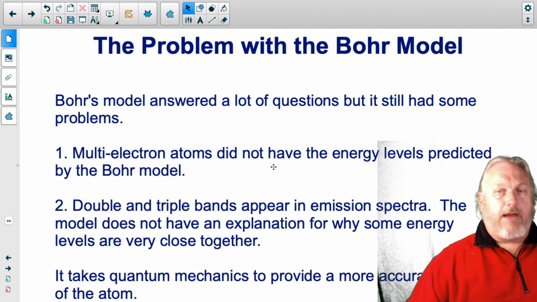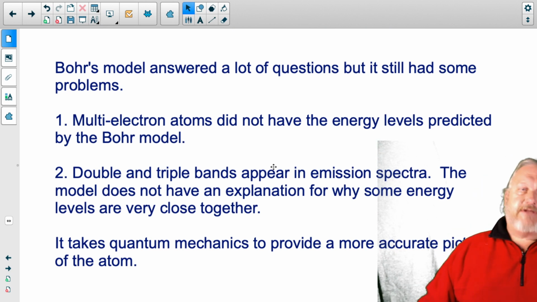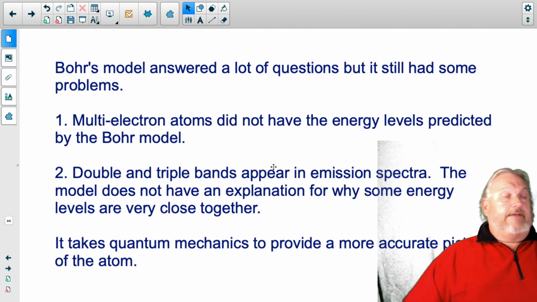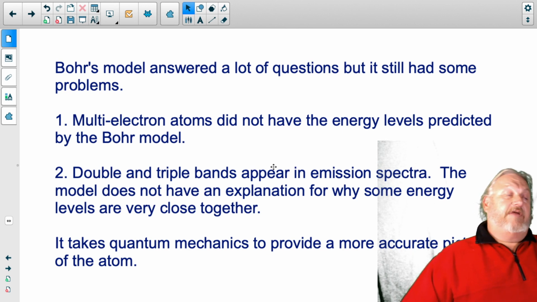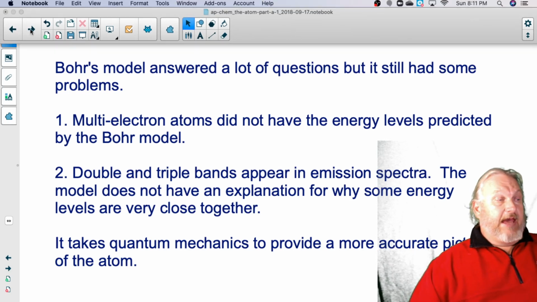So we noticed a problem with the Bohr model because it answered a lot of questions, but it gave us a lot of problems. One, multi-electron atoms did not have the energy levels predicted by the Bohr model. So double and triple bands appear in the emission spectra. The model did not have an explanation for why some energy levels are very close together. So it took quantum mechanics to provide a more accurate picture of the atom.